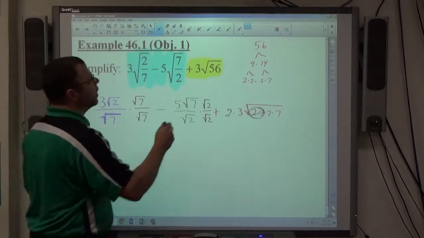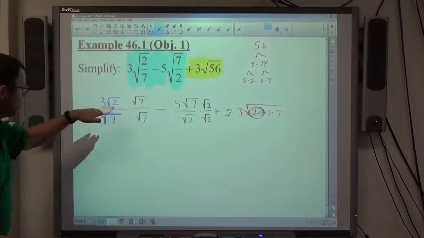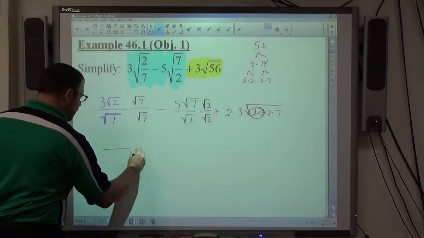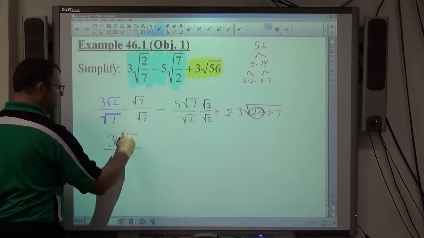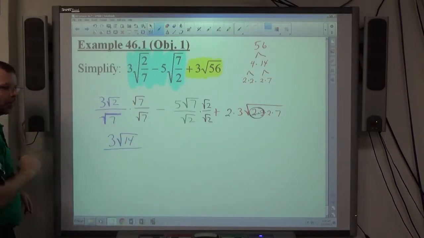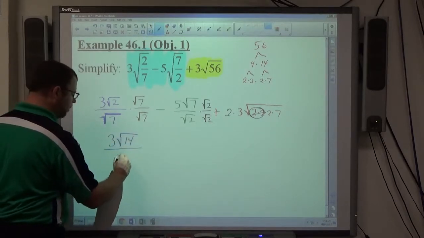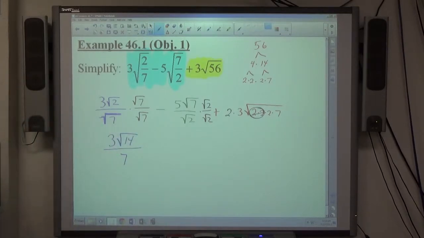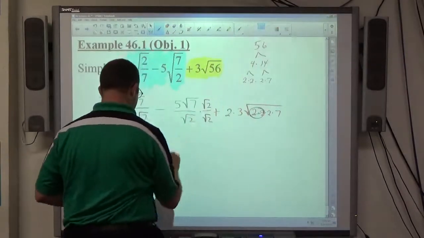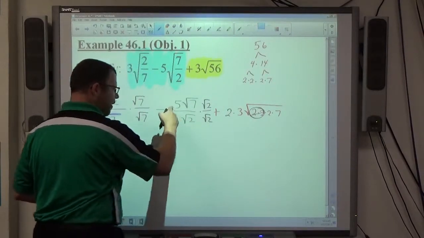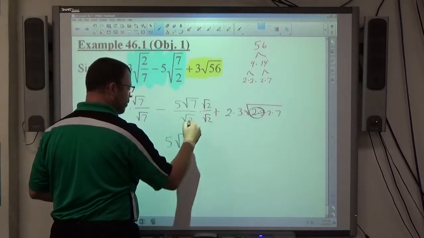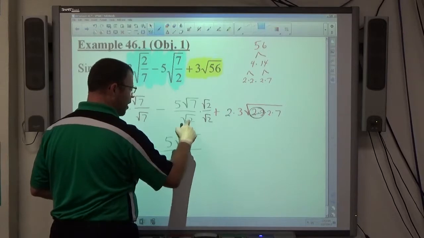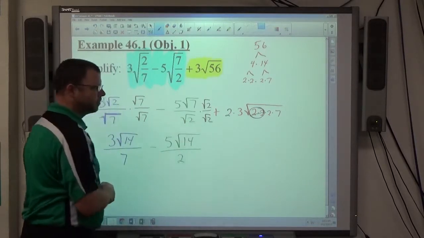So what we end up with altogether, the blue term, on top I've got 3 outside the radical. Inside the radicals I got 2 times 7, which makes the square root of 14. On the bottom, the square root of 7 times itself just makes 7. When you multiply a radical by itself, you get a whole number. Moving on to the green term. 5 times, no other whole numbers. Inside the radical, square root of 7 times square root of 2 makes square root of 14. On the bottom, square root of 2 times itself makes 2.